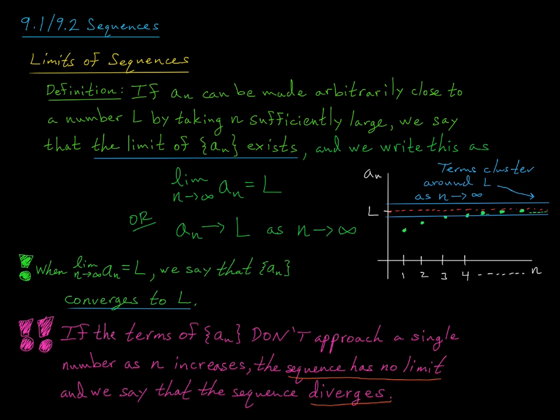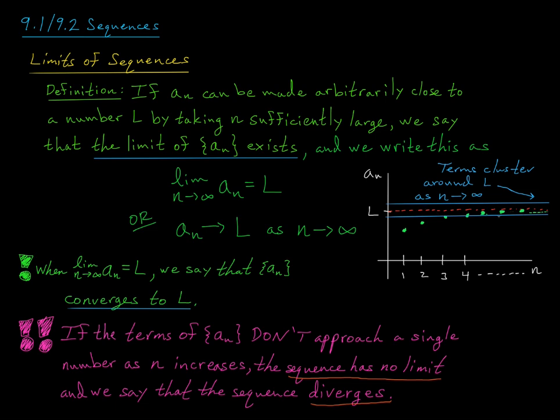Okay, so to be a bit more precise, this means that if you give me any window around L, that's what you see here in blue, then you can find an index such that all of the terms of the sequence past that index will fall within that window. And that's true of any sized window. So if I have to be within, say, a millionth of L, then I can find an index. I might have to move way out to the right, but eventually I can find an index such that all of the terms past that index will be within a millionth of this number L.